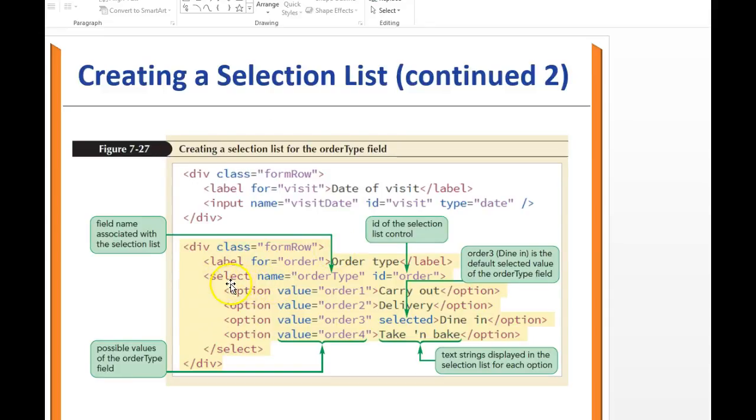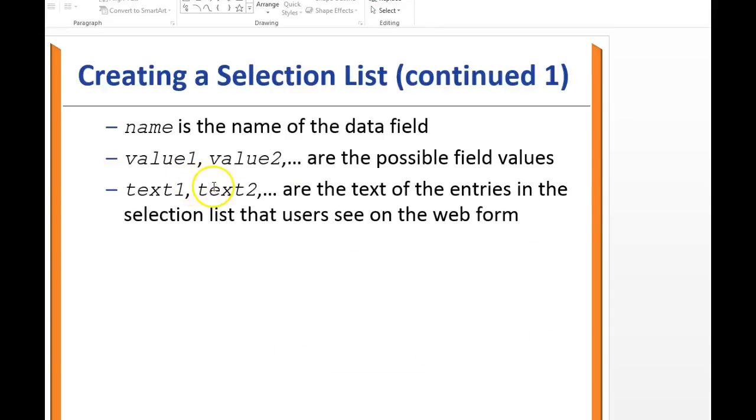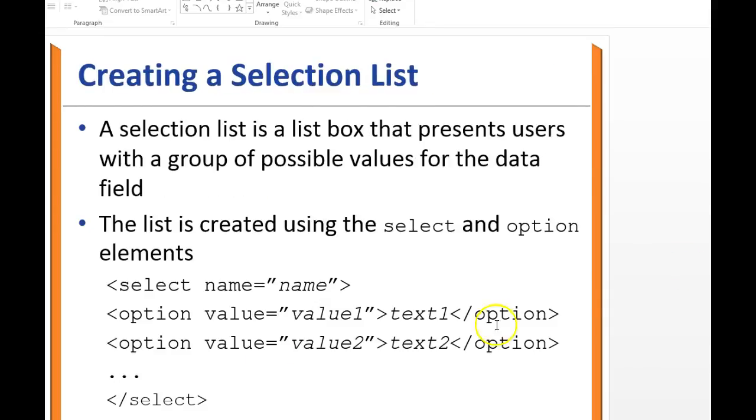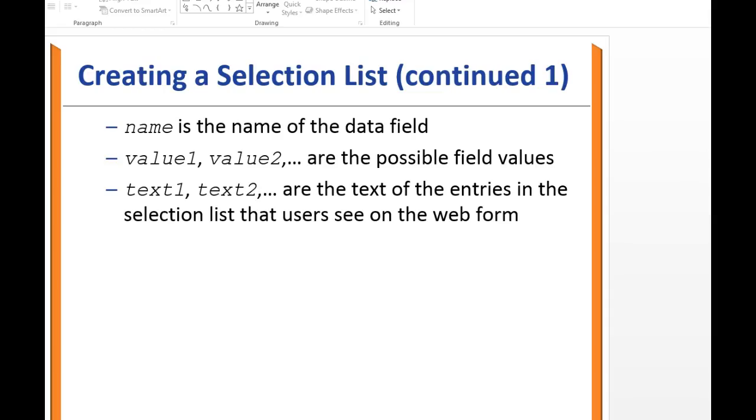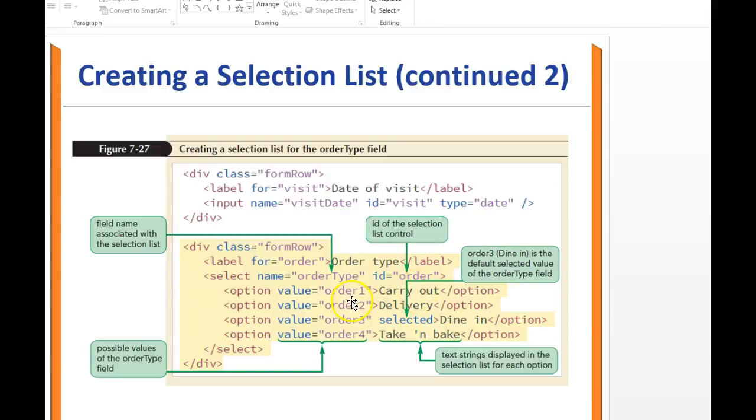So we have the field name, we have our select, the name is order type, the ID is order, and in here we have our options. So we have a value to choose from, like order 1, order 2, order 3, order 4, and we can actually give it a name. So order 1 could be of the type carry out. So this is the text format. The value you can call order 1, order 2, order 3, and then the text that is going to show in there is carry out. The text that's going to show in there is delivery, and so on.